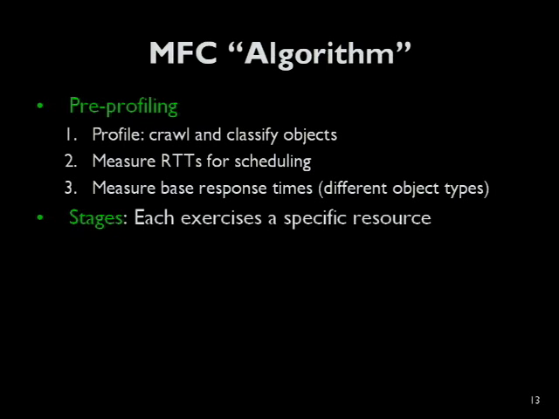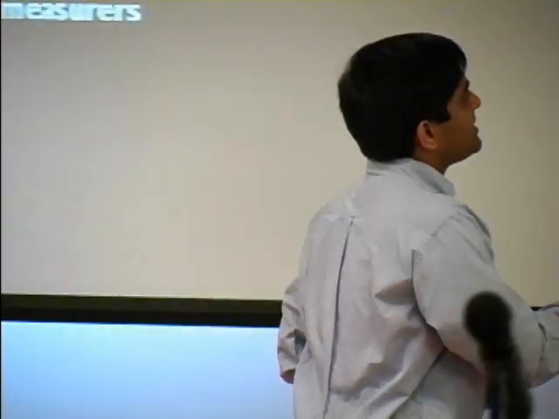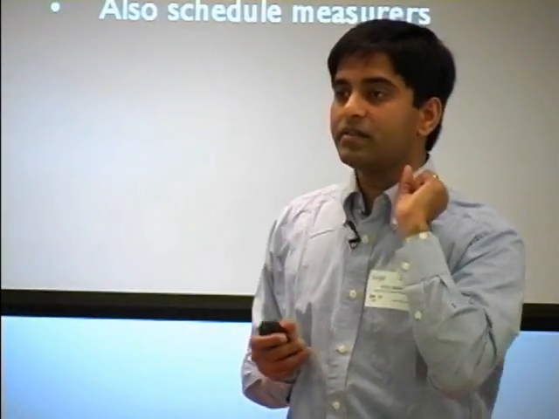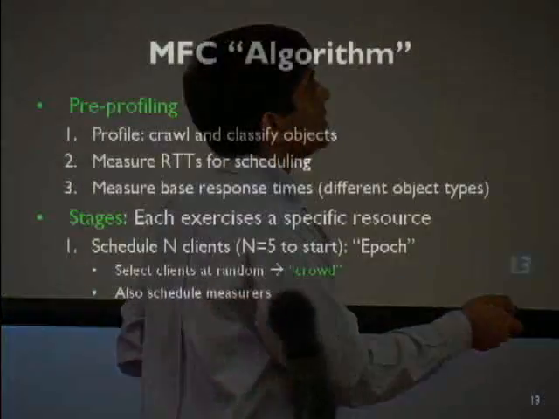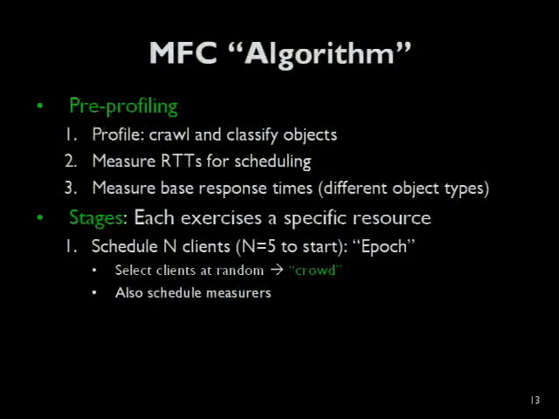And once this happens, the core mini flash crowd approach itself is divided into a few different stages, where within each stage, all clients request a particular kind of object, like a unique small object or the same large object or the same small query and so on. These stages are divided into epochs, where within each epoch, a certain number of clients make a request at the server. We start with 5 clients. And the set of clients that make a request, we call it a crowd.